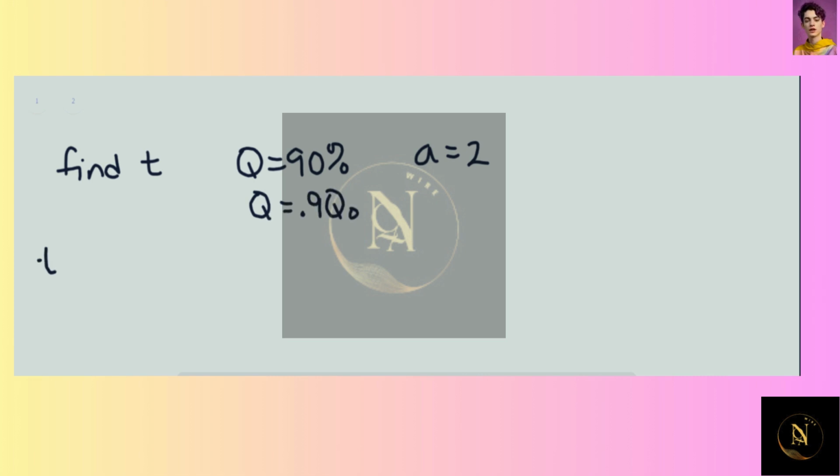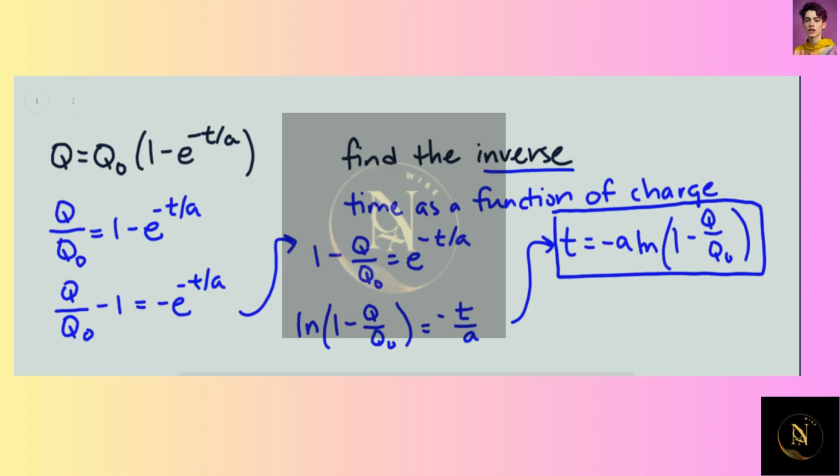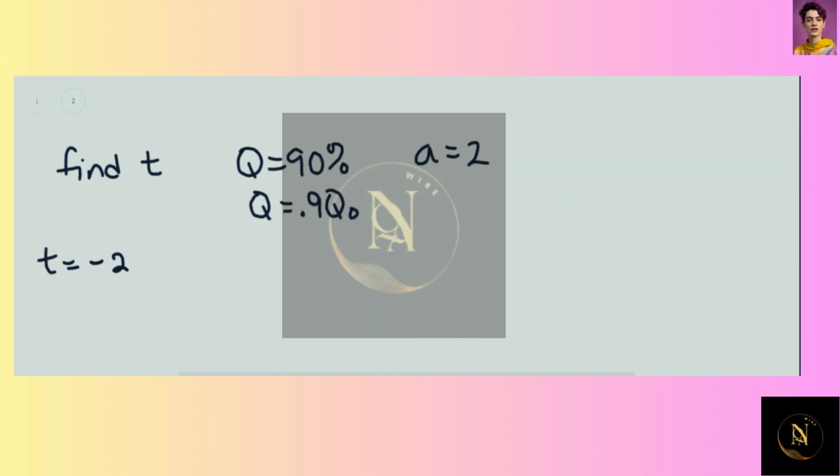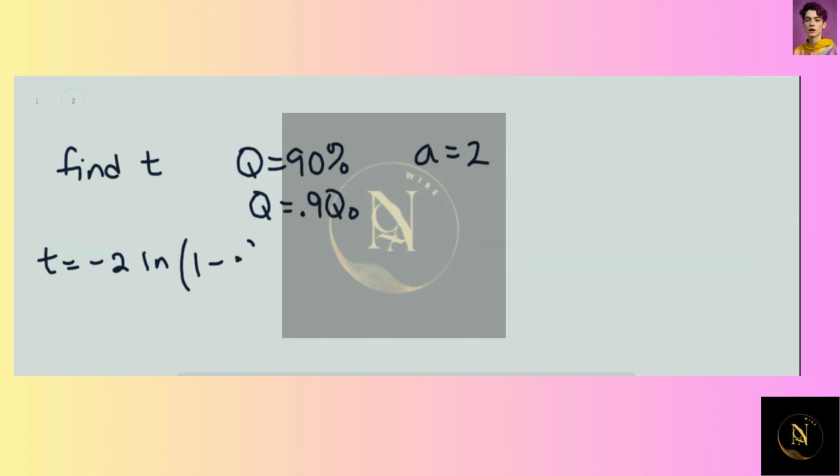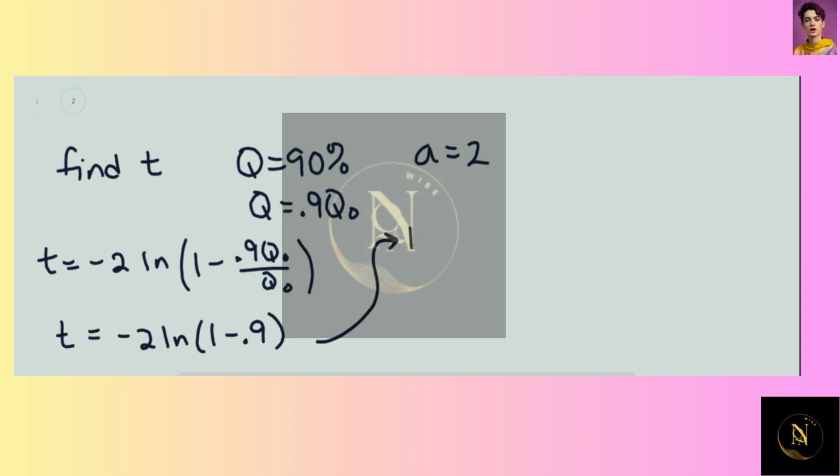Now our function was T equals negative A, so negative 2 times the natural log of 1 minus Q over Q naught, which would be 0.9 Q naught over Q naught. We can simplify that. That's T equals negative 2 times the natural log of 1 minus 0.9. Let's keep simplifying. T equals negative 2 times the natural log of 0.1. And let's go ahead and approximate that. We can put that in a calculator.